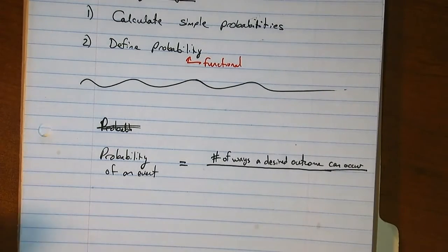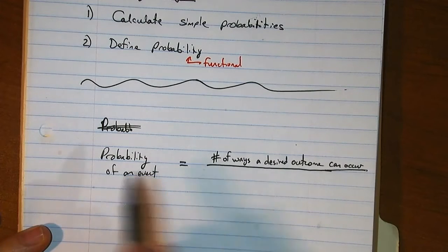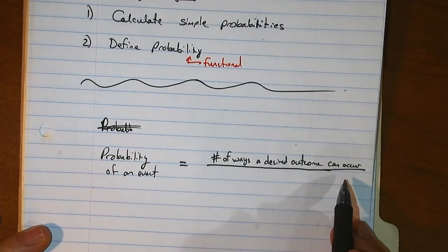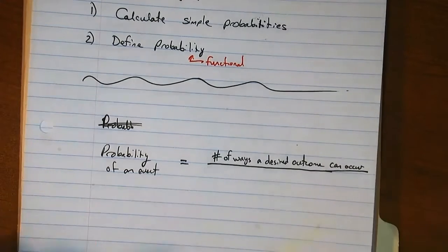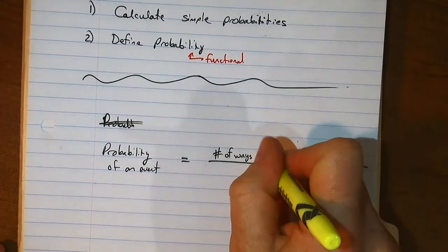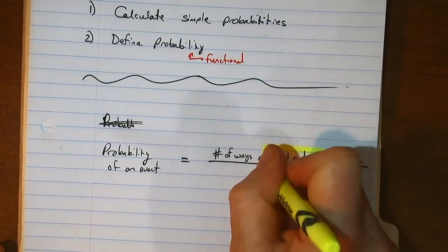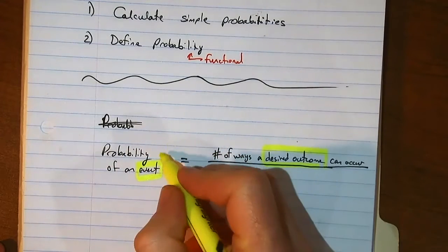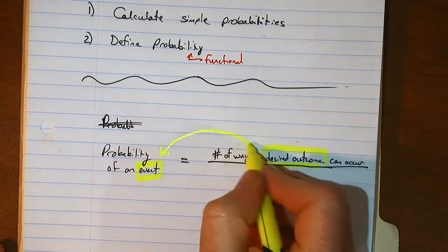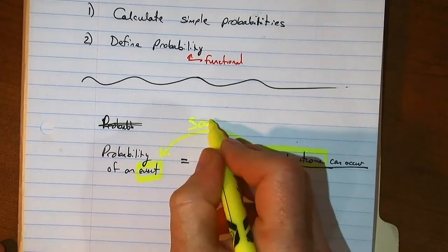Now, that's not your normal math formula. We're used to just seeing symbols and letters and stuff, and here I'm basically writing a sentence. The probability of an event is the number of ways that the desired outcome can occur. The desired outcome that I'm referring to here is the same as the event that we're trying to calculate. These two things are the same thing.